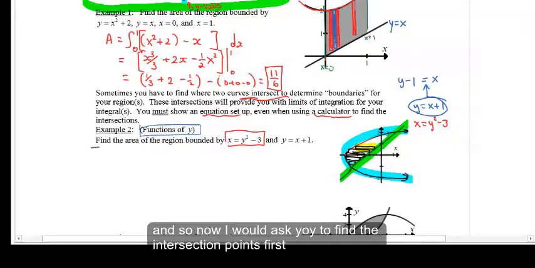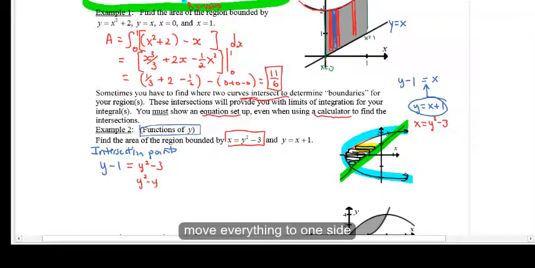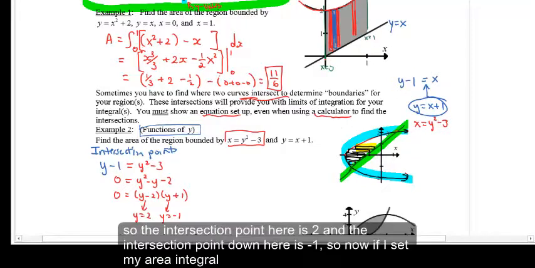And so now I would ask you to find the intersection points first by making the two equations equal to each other. So y minus 1 equals y squared minus 3. Move everything to one side. Factor. And solve. y equals 2, y equals negative 1. So the intersection point here is 2, and this intersection point down here is negative 1.